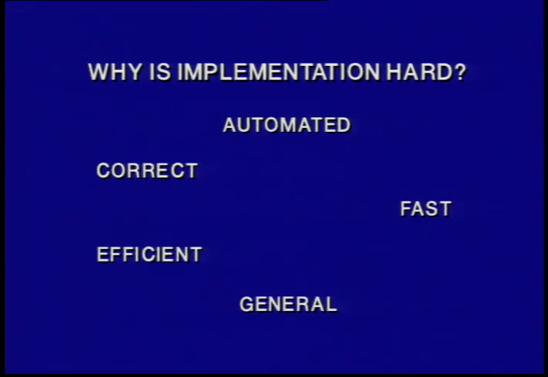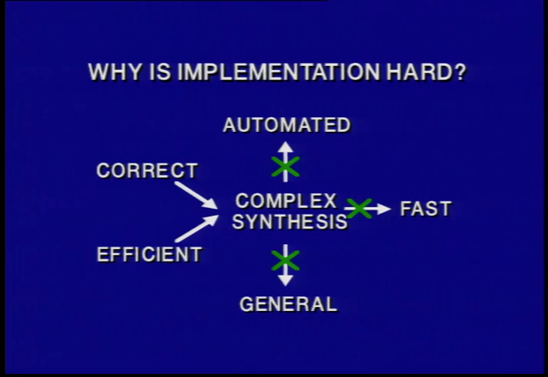Let's turn now to implementation techniques. The goals are to produce correct and efficient code for any general but sensible specification reasonably quickly and with as much automation as the user desires. Implementation is hard because the goals of efficiency and correctness lead to complex synthesis processes and may conflict with the goals of generality, speed, and automation.